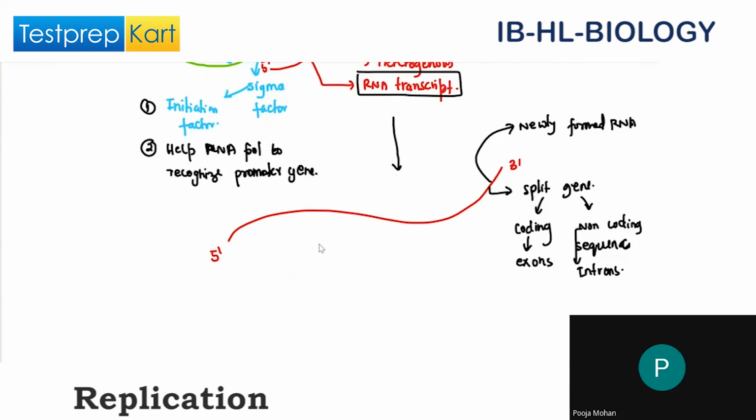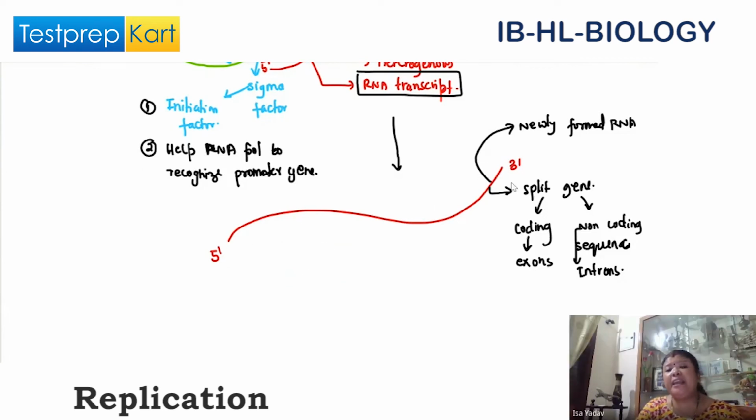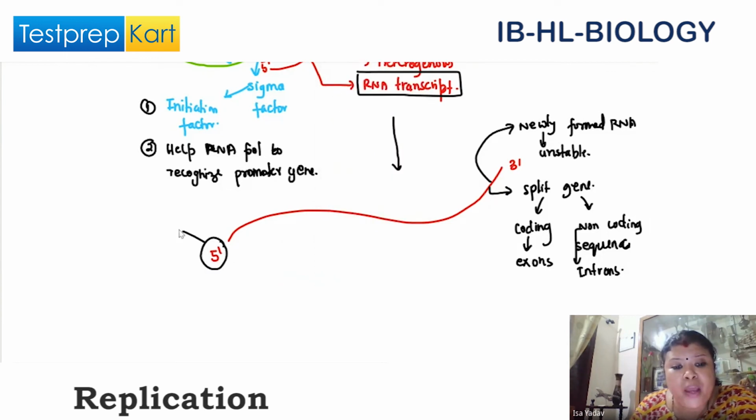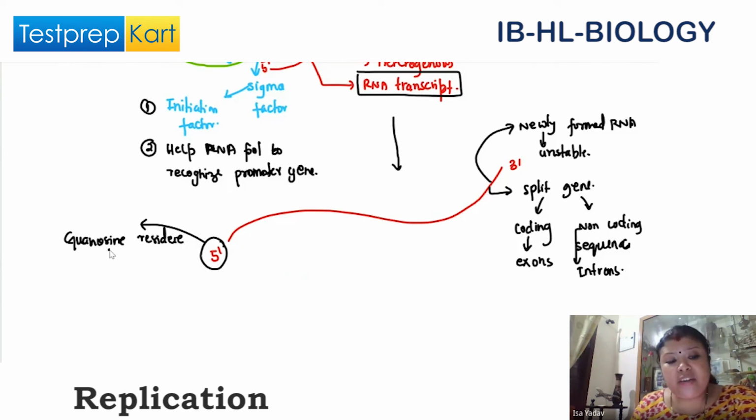So now, first of all, this newly formed mRNA is unstable. I need to stabilize it. So what will I do for stabilization? At the 5 prime end, I will add a guanosine residue. And the addition of guanosine residue is called capping.